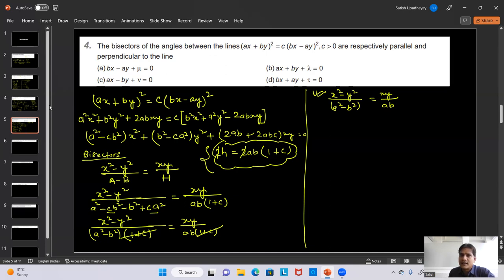The bisectors of the angle between the lines are respectively parallel and perpendicular to the line. So this line is parallel and perpendicular to which line? We have to identify that. This is not a single line; basically this is the equation of bisectors, so it is the combined equation of two lines. Let me see whether we can simplify it more: ab x square minus (a square minus b square) xy minus ab y square equal to zero. Basically these two lines are perpendicular because the coefficient of x square is equal to minus the coefficient of y square, so the bisectors are perpendicular to each other.